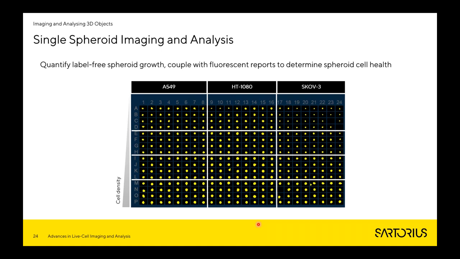Now, in this example here, we have a 384 well plate. 96 well plates are also amenable. We have 3 different cell types at 4 different seeding densities. And what we can see is the consistency here of the focus and also the analysis that's applied of these objects. And for this, we use bright field imaging.